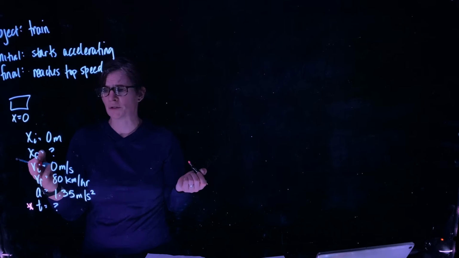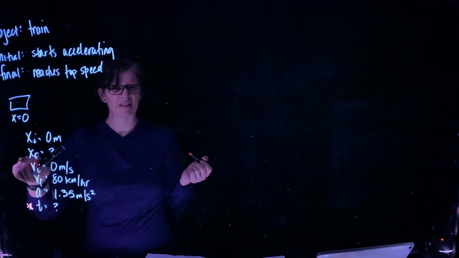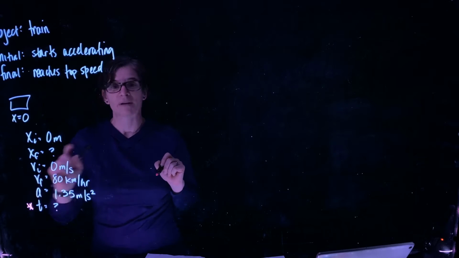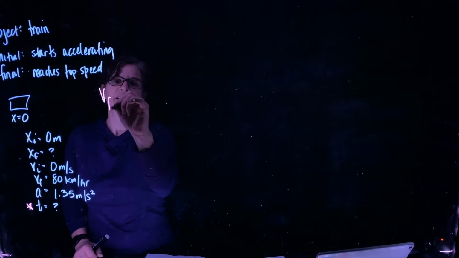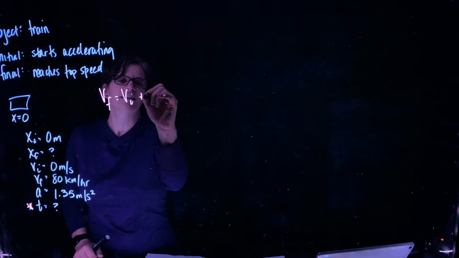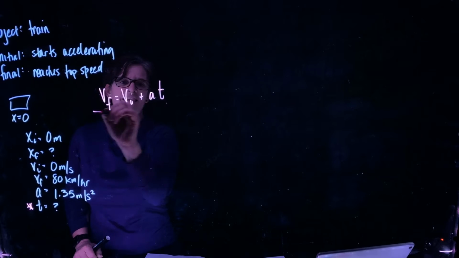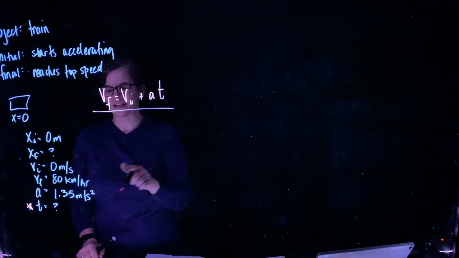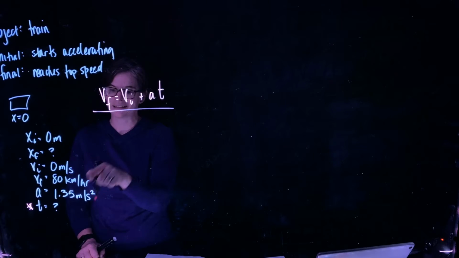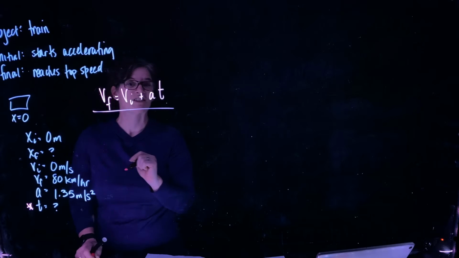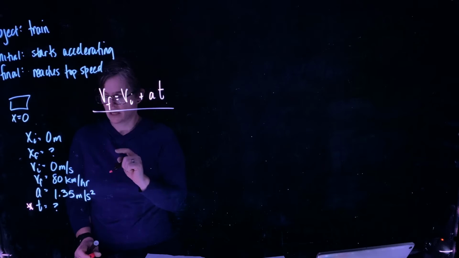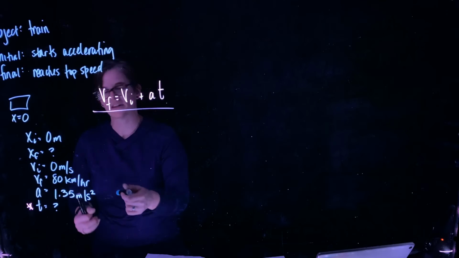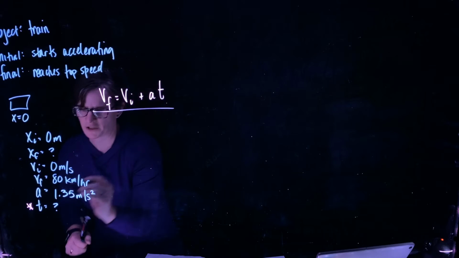Which equation do we use? Well, I don't have final position. So my final position equation may not be helpful to me, but I do have initial and final velocity. So I can use this relationship. But we want to recognize that we have to be in the same units, and we see that our velocities and our accelerations are not in the same unit. So let's convert our velocity to meters per second so that we can be in the same unit as acceleration.